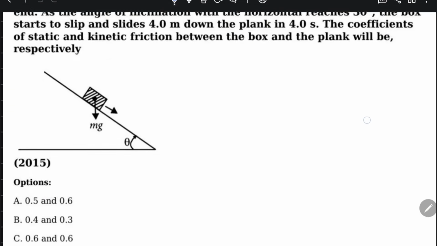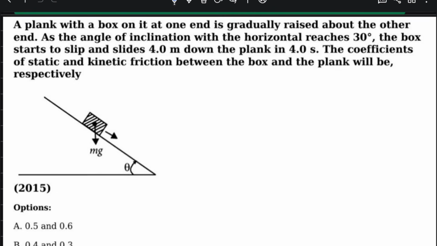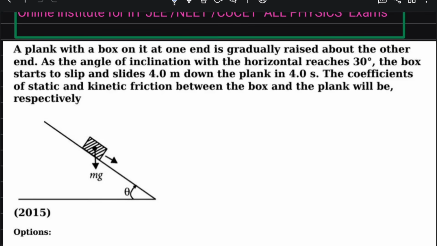So I proceed. This question, I think, was left by mistake in 2015, so we can complete this question also. A plank with a box on its one end is gradually raised about the other end as the angle of inclination with the horizontal is, this is 30 degrees. The box starts to slip and slides 4 meters down the plane in 4 seconds. So this is a uniform acceleration.